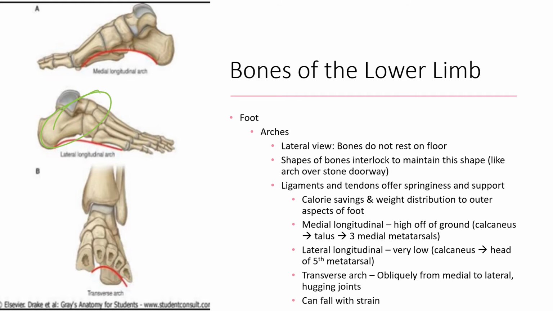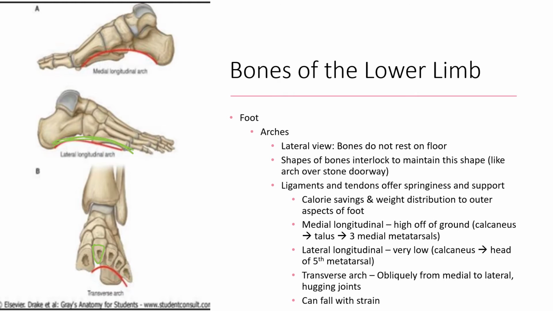They're wider on top than they are on the bottom, except for your talus and calcaneus, but those are more about weight bearing. Even your metatarsals have a little bit of that going on. They're not quite round exactly. They have this sort of triangular shape to them. So they interlock to keep that arch.